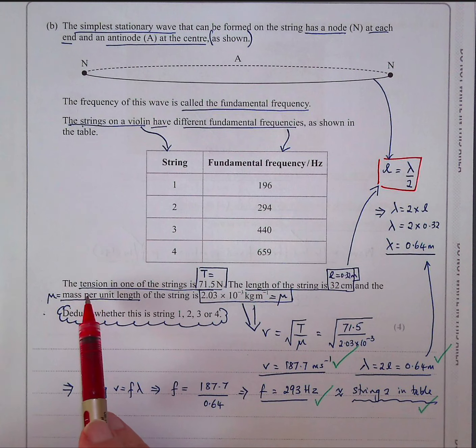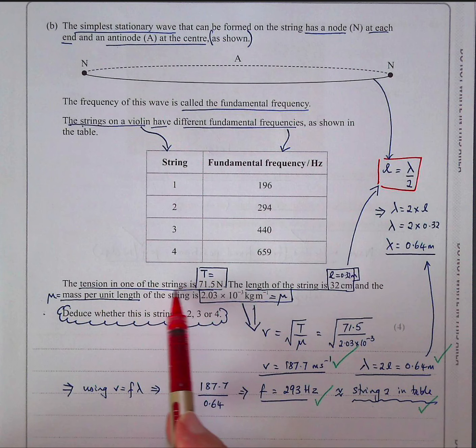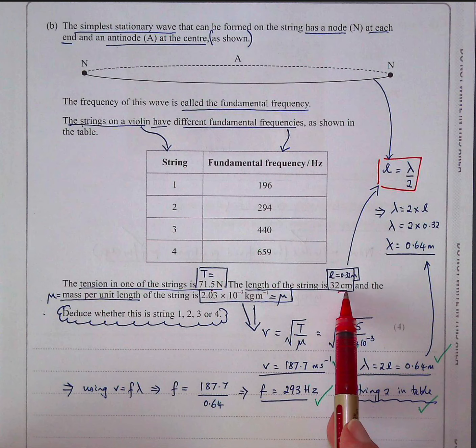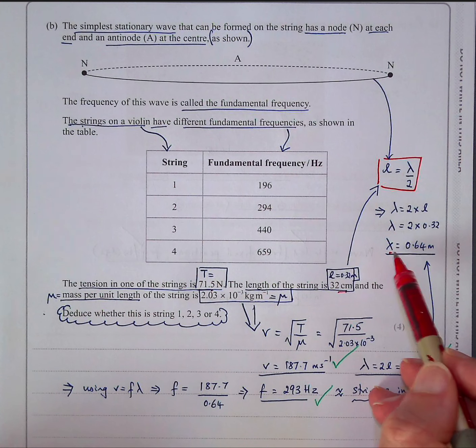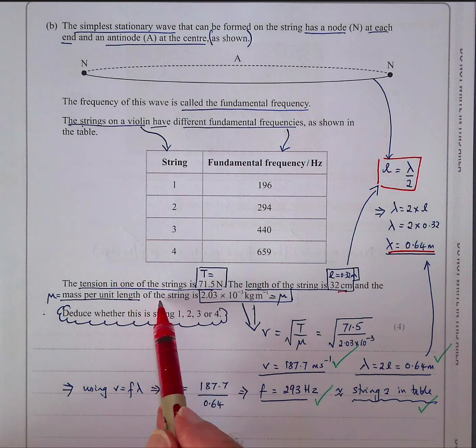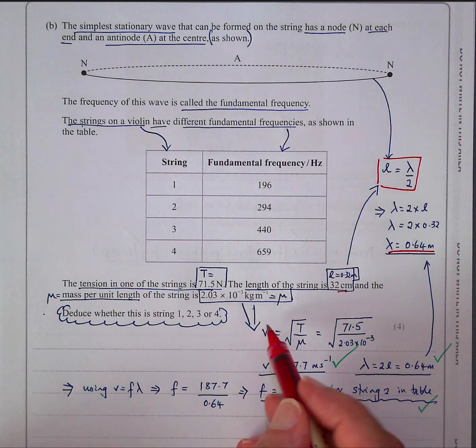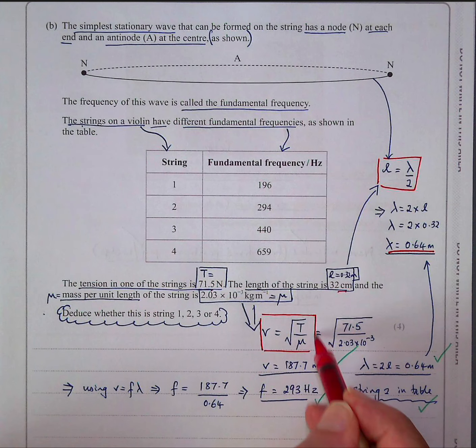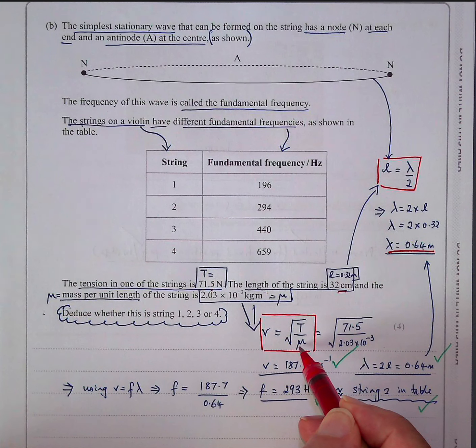Okay, the tension of one of the strings says 71.5 newtons, and the length of the string is 32 centimeters. So immediately we know the wavelength. They're giving us the mass per unit length of the string. Well, the equation that matches those is the speed on the string is the tension divided by the mass per unit length of the string.